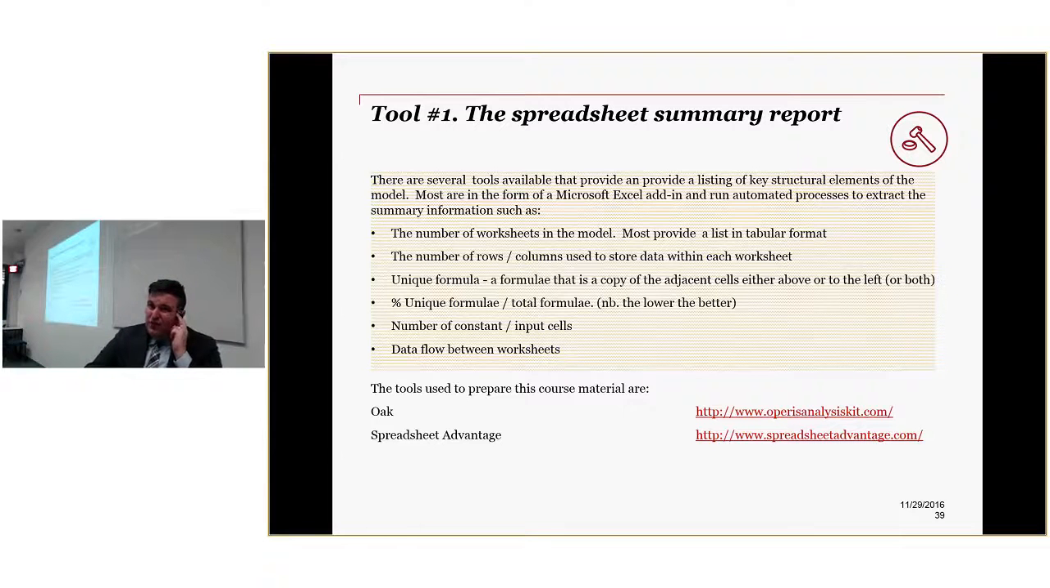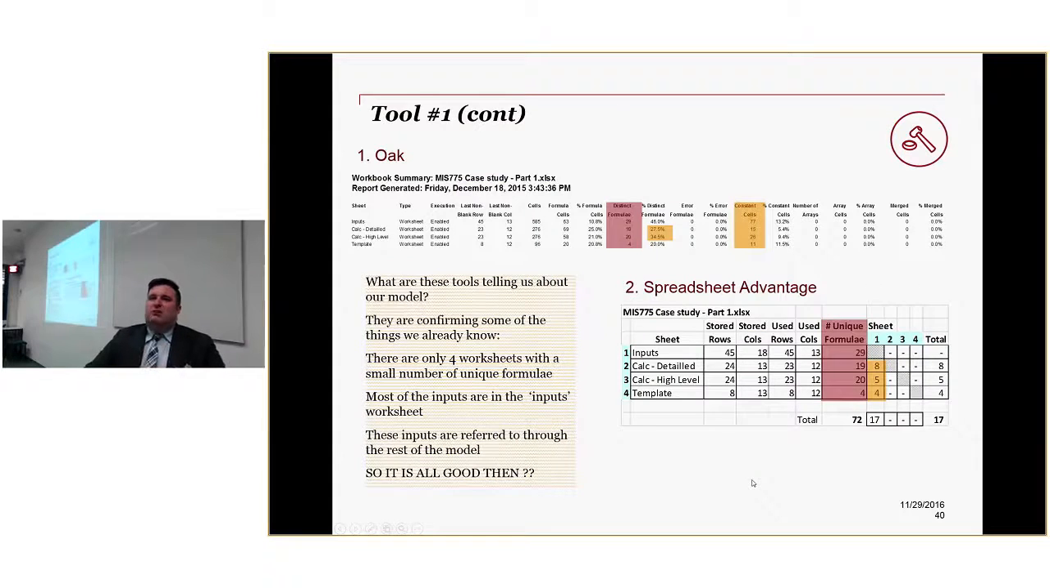So I've just got some information here from the Oak spreadsheet, the Oak tool or Spreadsheet Advantage. I've put the links up there for people if they want to grab them. So the Oak summary is at the top, where I've called that number 1, and the Spreadsheet Advantage is down the bottom. So what are they telling us? They're confirming what we already know. So there are 4 worksheets in the model. This one labels them 1 to 4. This one we've got to work out that there's 4 there.